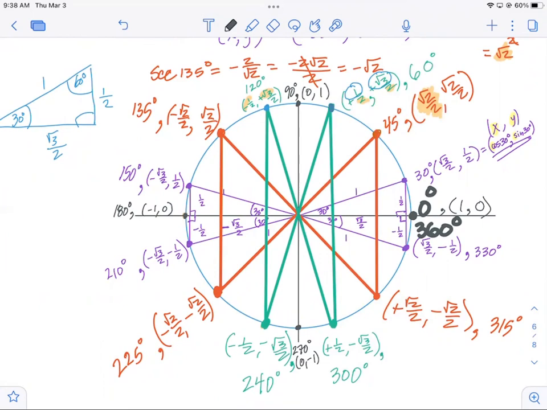I applaud them. What is tangent of 225? 1. Good. What is secant of 210? -2 square root of 3 over 3. Good. What is tangent of 300? Negative square root of 3.